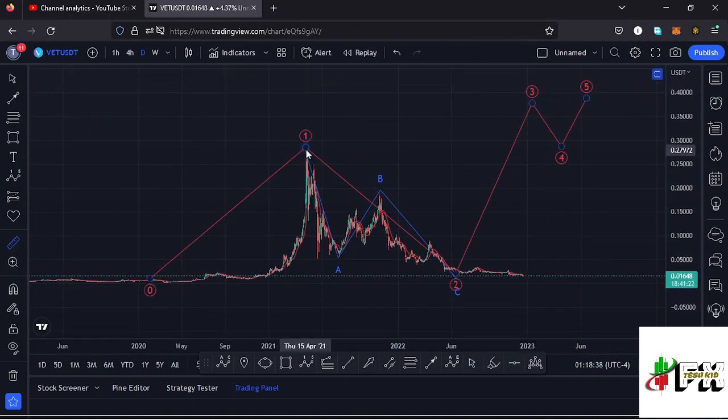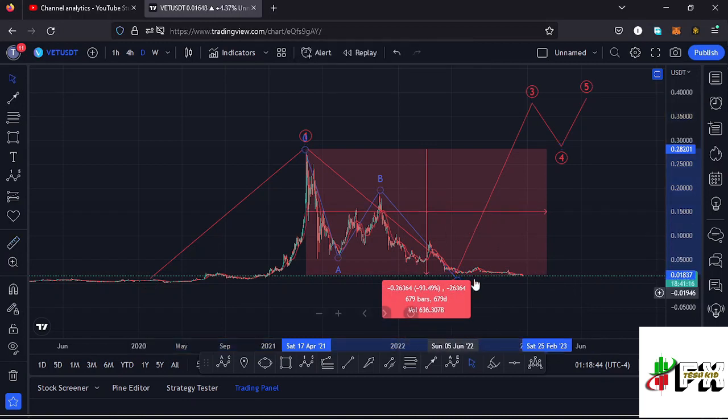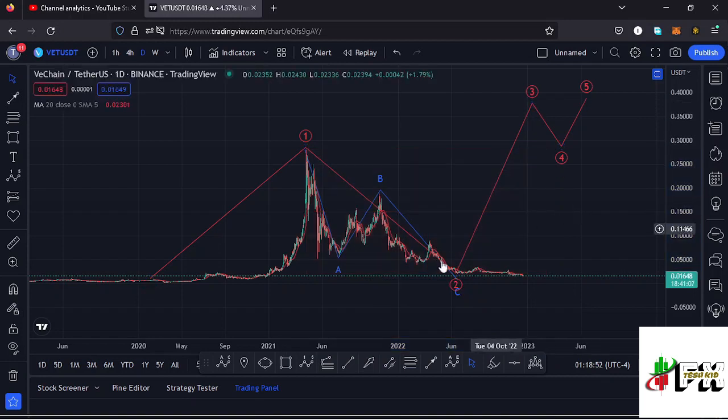And giving you a measure from the all-time high, you can see that Vechain is down more than 93%, meaning there are chances that we might have seen the low for that higher Elliott wave count 2, and very soon I'm expecting that reversal to the upside in the formation of that higher Elliott wave count 3.